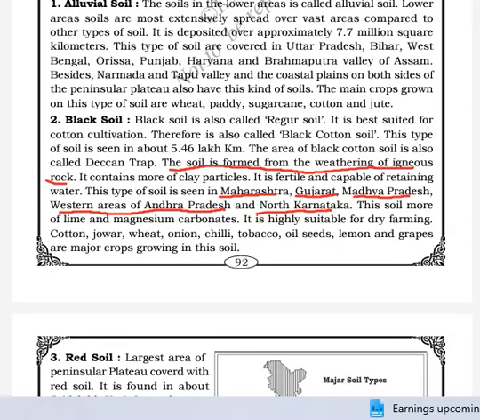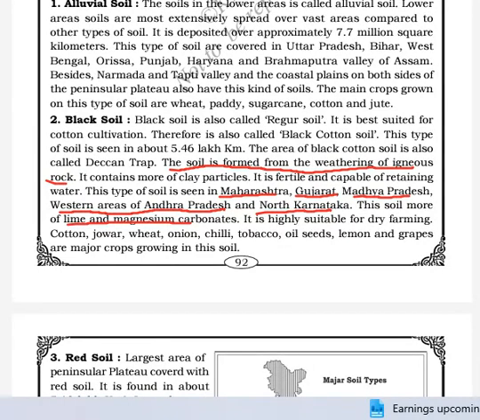This soil is rich in lime and magnesium carbonate. Now, what are the minerals which are found in this soil? So, in this soil, lime and magnesium carbonate is present. It is highly suitable for dry farming.